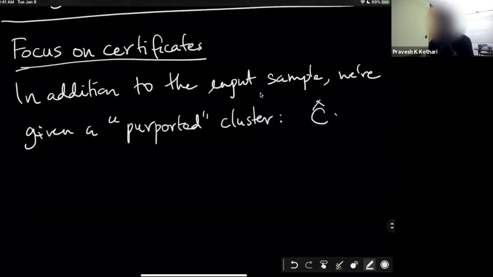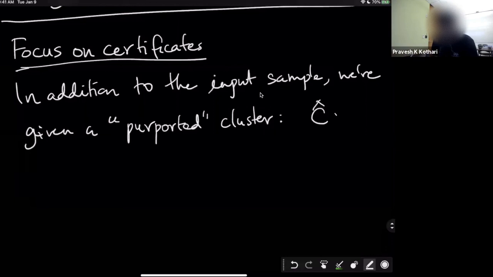You want to check if C hat... it's weird, when I'm writing in pen, it's C hat, but when you write in LaTeX, it's hat C. Okay, so you're given C hat, and you just want to verify whether C hat could be close to a true cluster. Is the oracle lying to you? So this problem we're going to call the problem of certifying whether a purported solution is close to a good one.